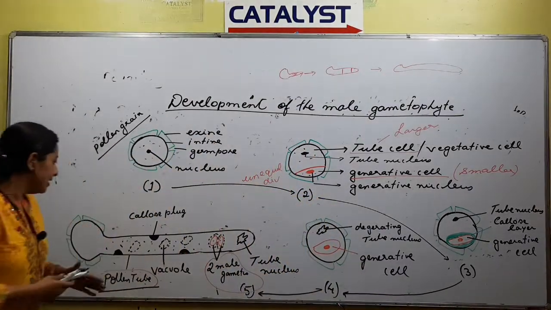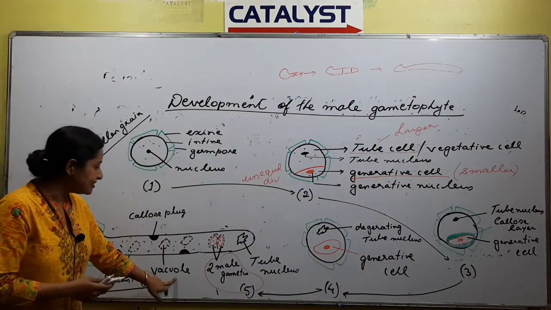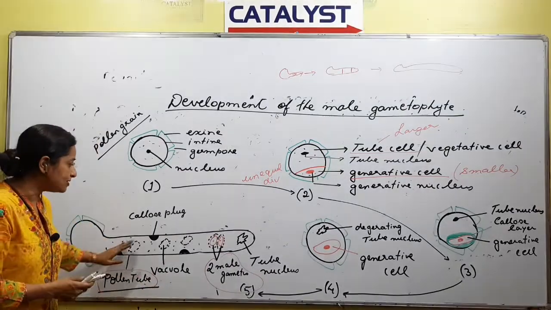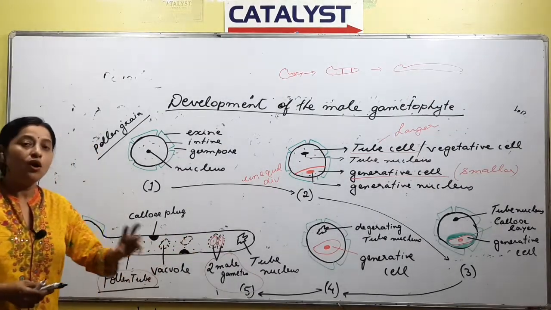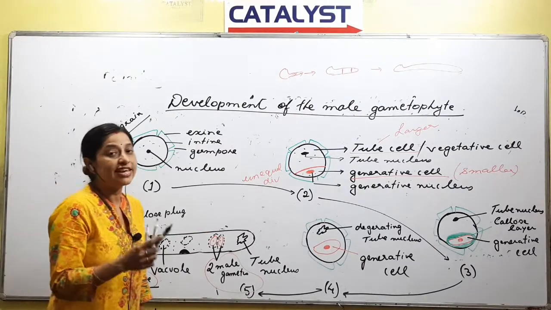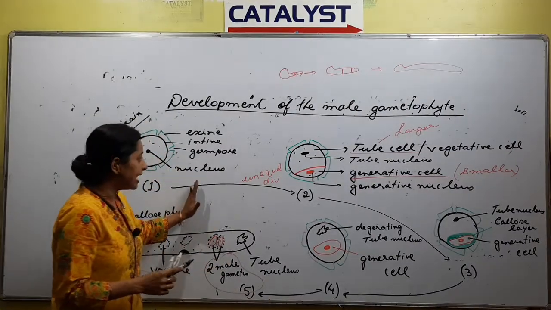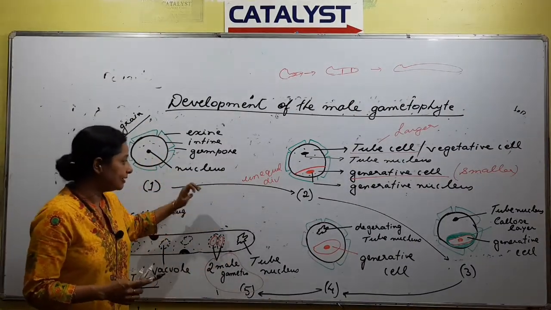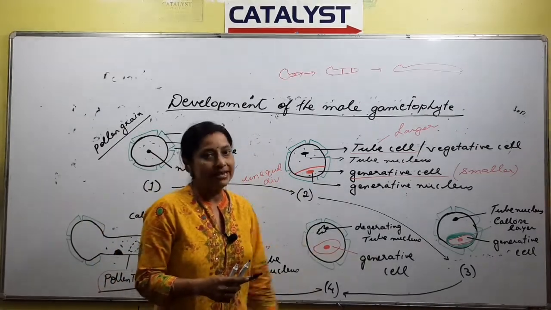Next, in the cytoplasm you can see certain vacuoles also, so we call it vacuolated cytoplasm. So from the diagram point of view, this shows the development of the male gametophyte. Now we will need to know a few points.